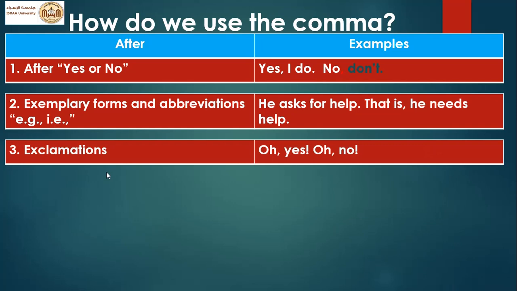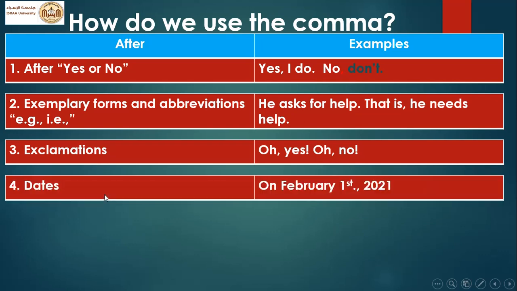Number 3, exclamations. We put an exclamation mark at the end, like this. But I mean here exclamation words, like for example, oh. Yes, I put the comma directly after oh. Oh no, I put it here directly after oh. Number 4, dates. On February 1st, 2021, I put here the comma after the date, whether it is 1st, 2nd, 28th, and directly before the year.